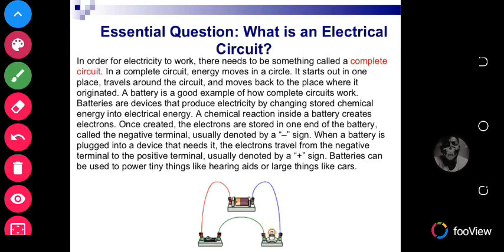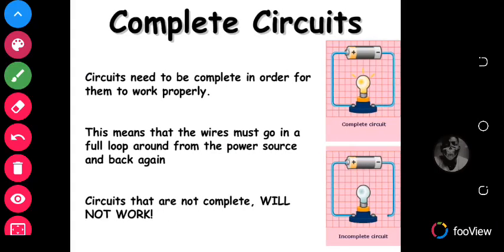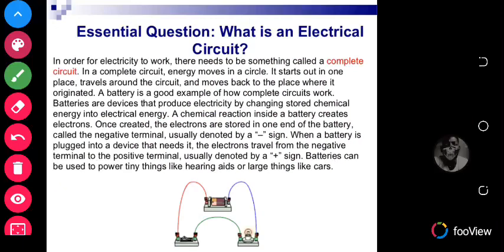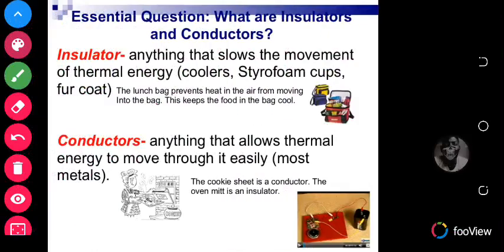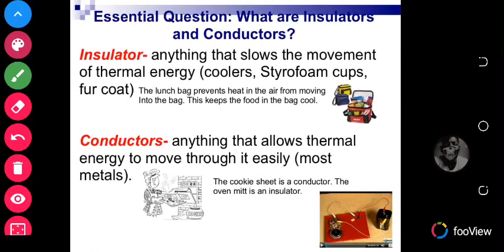This form of energy, we'll leave it for another day, and then we'll talk about it in detail. That is electrical energy. I hope this video helps you answer the question.